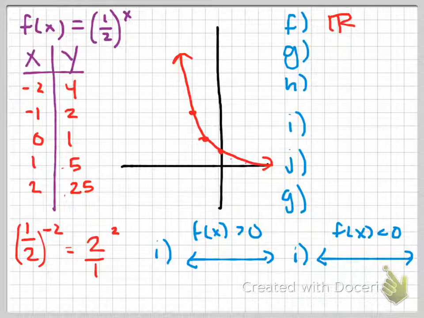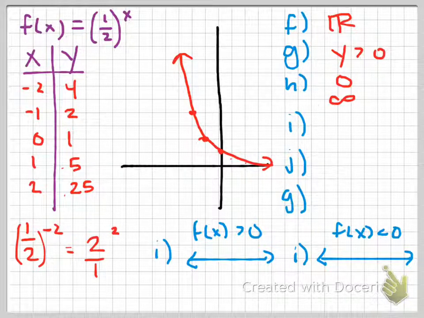I can use every x value. My range, however, is still y is greater than 0. All my y values are positive. Letter I, as my x values are increasing, so as I go towards the right, my y values are going towards 0. As my x values are decreasing, or as I go to the left, my y values are now increasing.